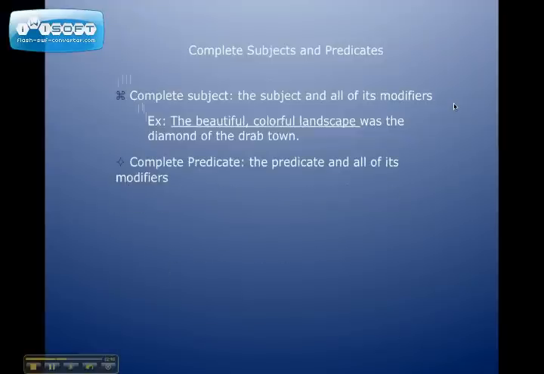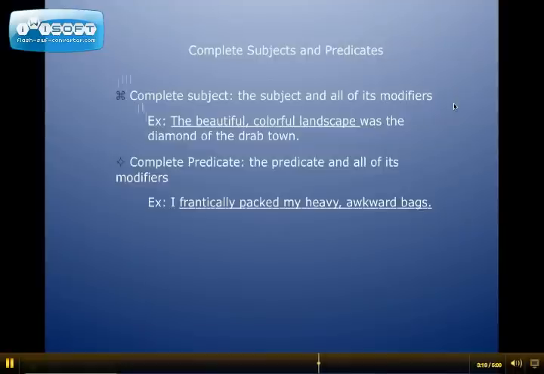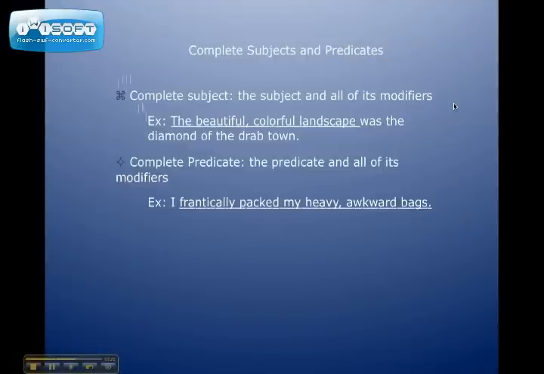So next we have complete predicate, which is really kind of similar to subject. It's the predicate and all of its modifiers, which is really kind of the verb if you think about it. So we have the example, I frantically packed my heavy, awkward bags. So as you can see, basically everything is underlined except for I, because I is the subject. So frantically packed my heavy, awkward bags is the whole predicate, because frantically is an adverb modifying packed, and heavy and awkward are modifying bags, which is also modifying packed. So yes, that is the complete predicate.